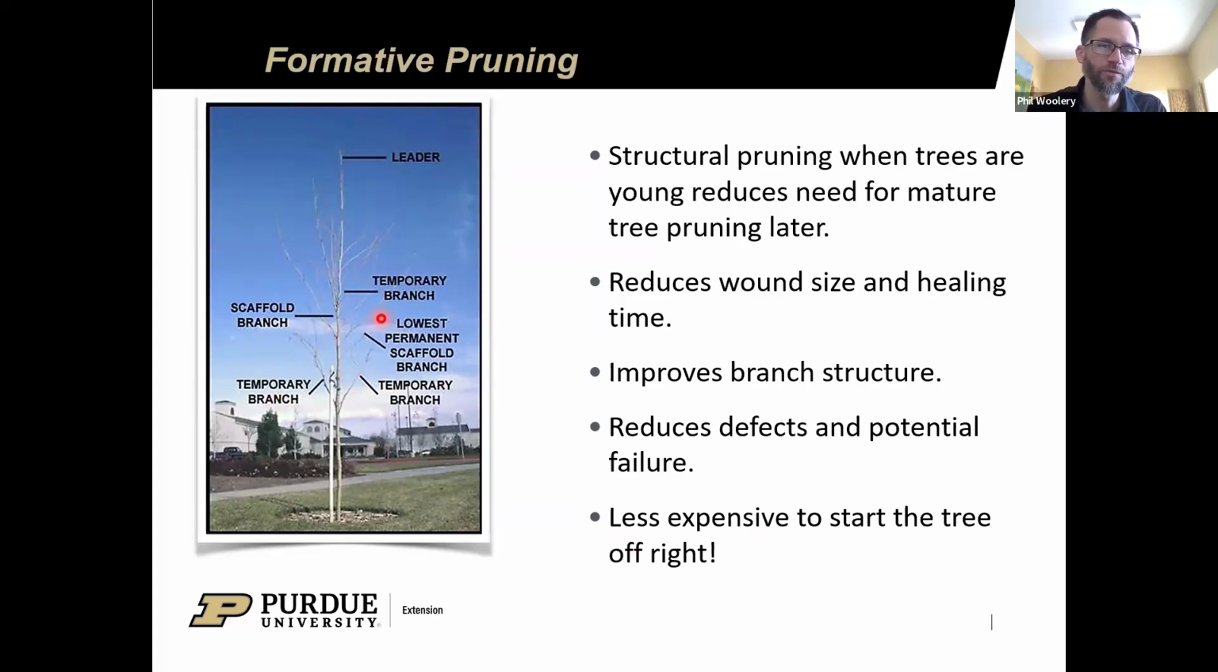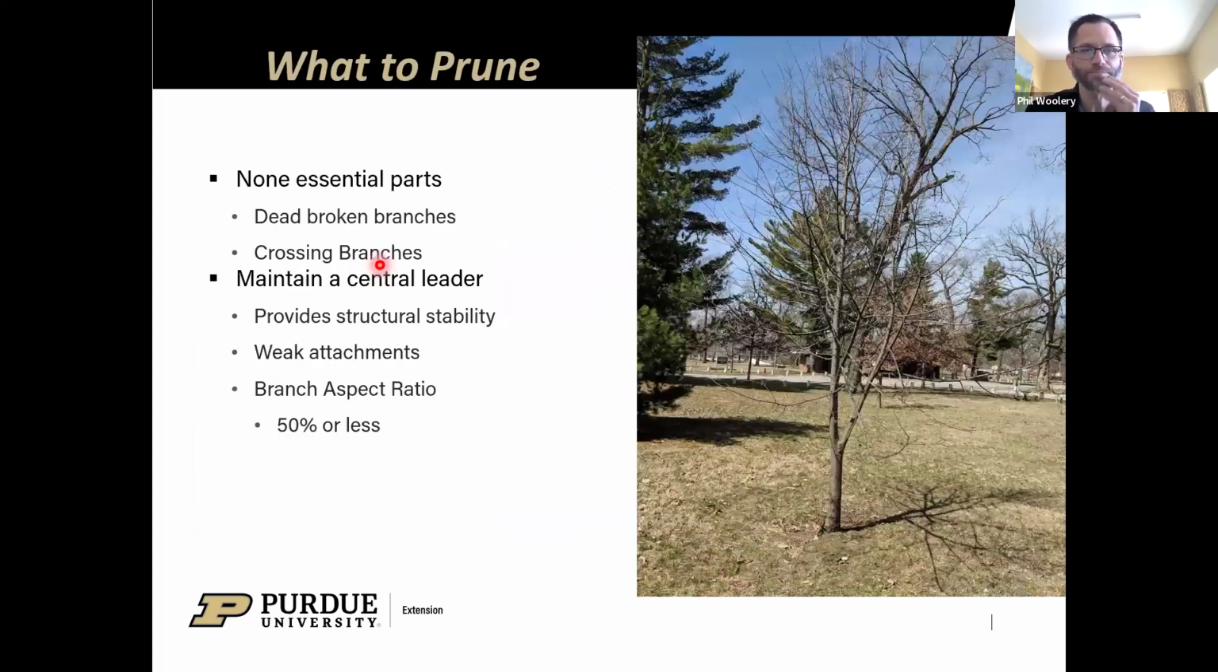In this diagram, we've got temporary branches listed, and the lowest permanent scaffold branch. So you want branches up here, and we'll get into how we do that. Again, we want to remove non-essential parts of the tree: dead or broken branches, and crossing branches that can rub and be an avenue for disease to enter the tree. We want to maintain a central leader. That's going to be the most structurally sound form for the tree, especially for shade trees. Look at weak attachments, and then we'll talk about branch aspect ratio.